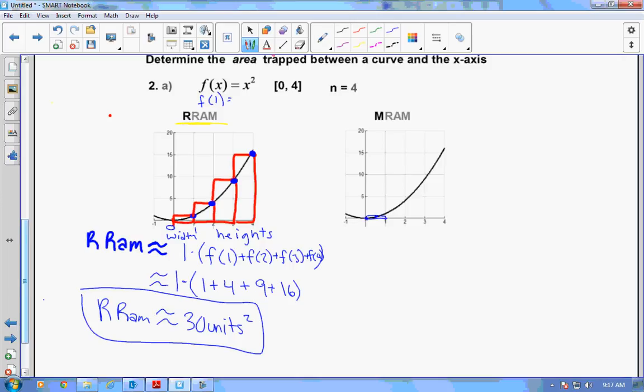Then the next one is 1.5. You come up until you hit the curve and draw your rectangle. Then 2.5. Come up until you hit the curve at 2.5 and draw your rectangle. And same with 3.5.